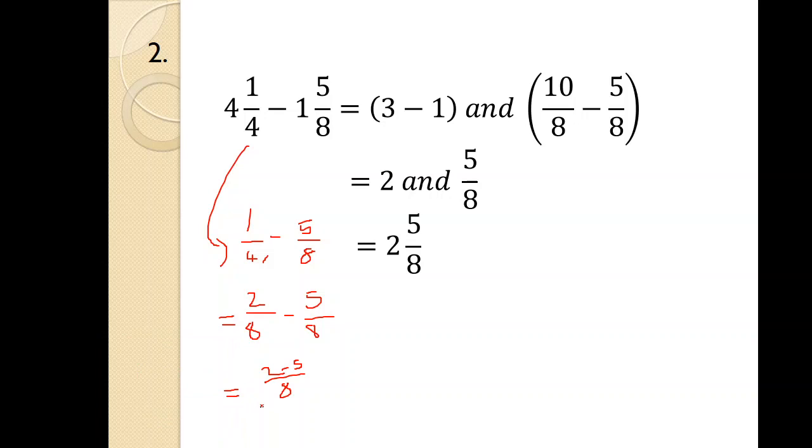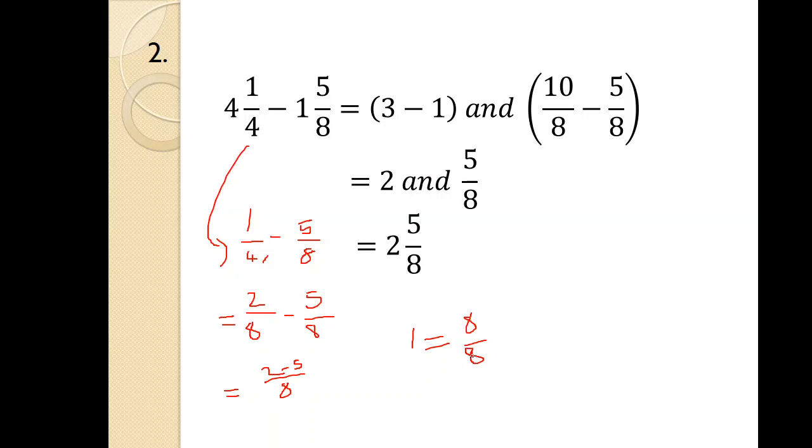Okay, you can borrow a 1 from 4. That's why you are left with 3 now. But that 1, if you write that 1 as a fraction over 8, it will give you 8 over 8, which is just equal to 1.